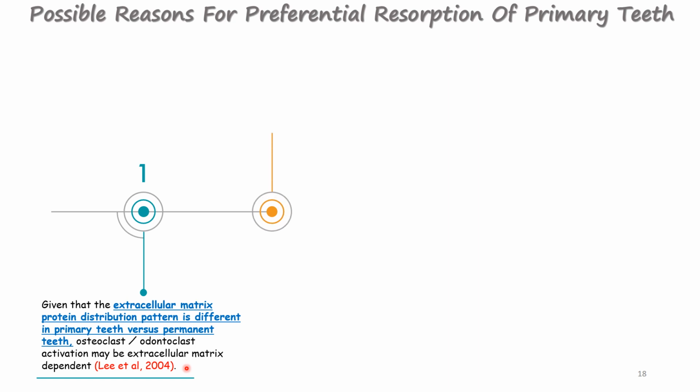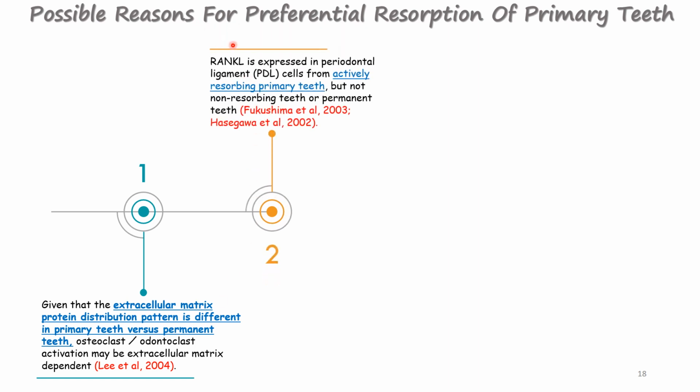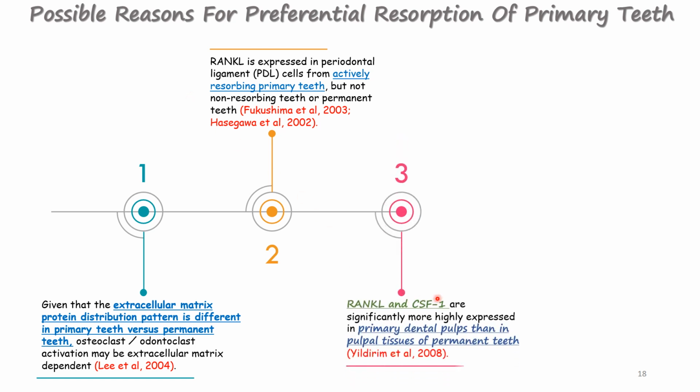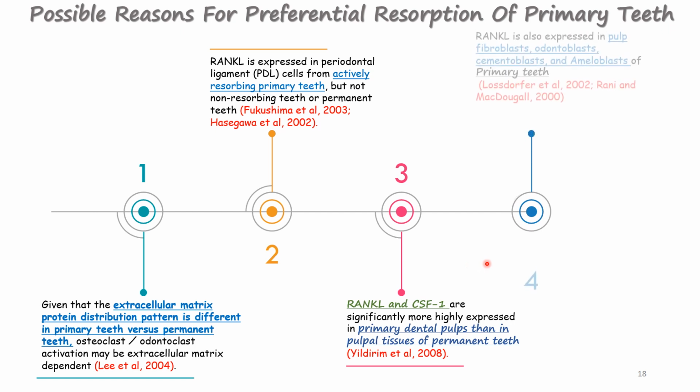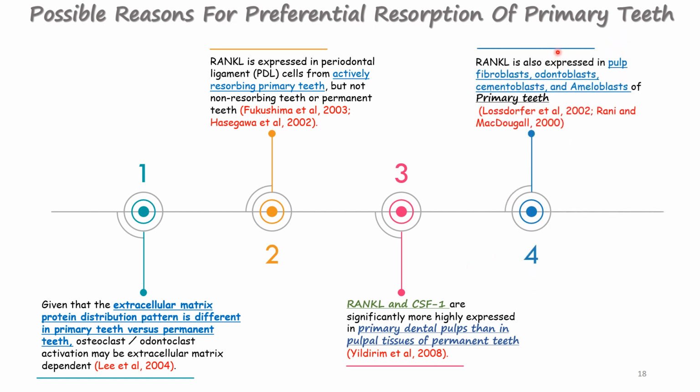The second possible reason could be the expression of RANKL, which is seen more in the periodontal ligament cells of the actively resorbing primary teeth and not in the permanent teeth. The third possible reason could be the colony stimulating factor, which is significantly expressed in the primary dental pulps and not in the pulp tissues of the permanent teeth. Coming to the fourth possible reason, it could be because of the RANKL expression, which is also high in the pulp fibroblasts, odontoblasts, cementoblasts and ameloblasts of the primary teeth and not in the permanent teeth.